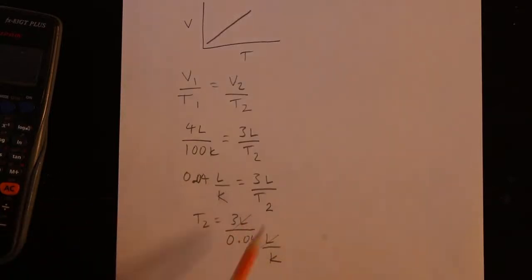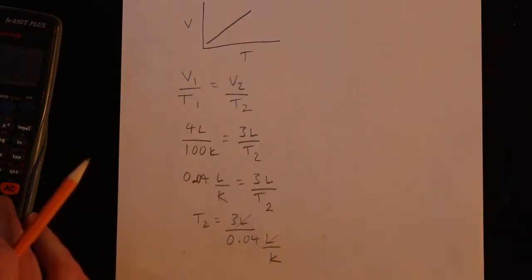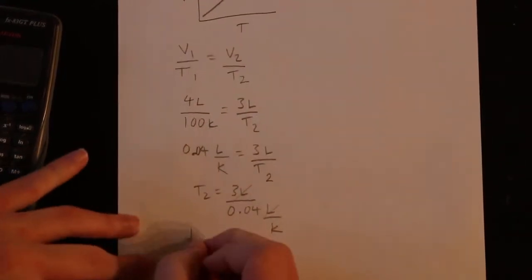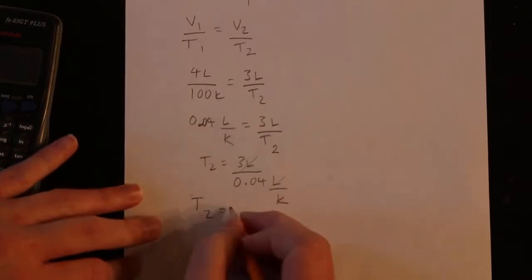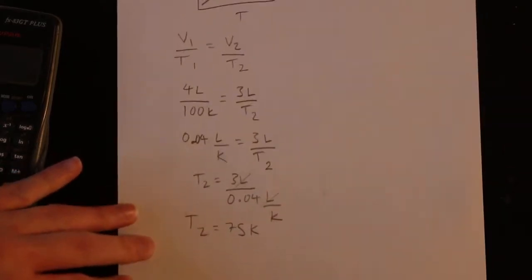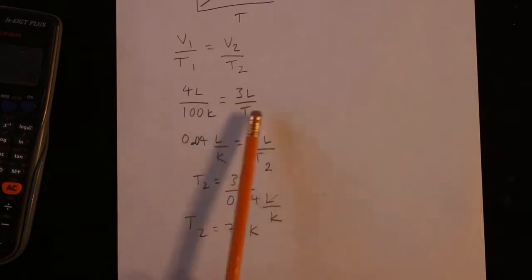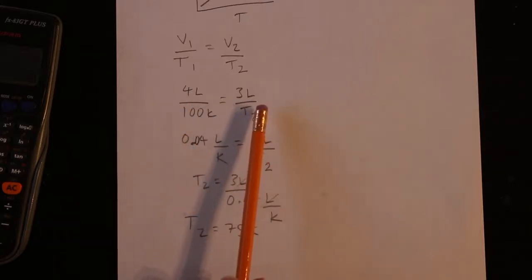So we enter this number now into our calculator. It would be 3 divided by 0.04. Okay. That would be T2 equals 75 Kelvin. Okay. Does that answer make sense? Well, we know our initial volume was 4, and our final volume was 3. Okay. So we know the volume decreased. And since they're directly proportional, we would have expected the temperature to decrease as well, and it has. So it makes sense. Okay?